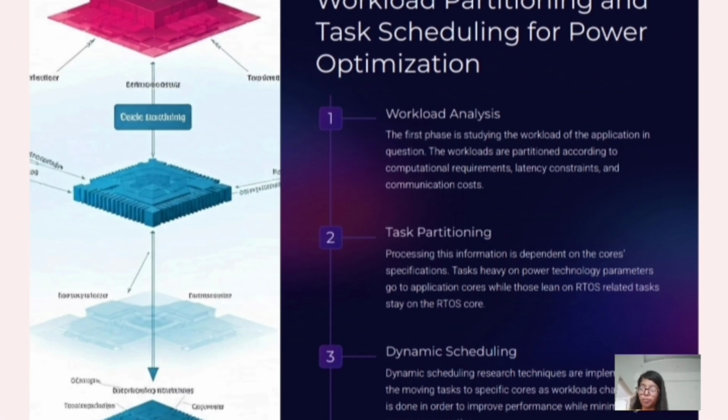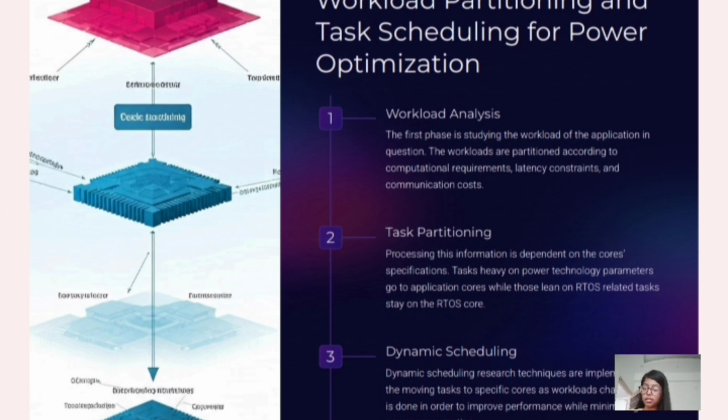So the next topic is workload partitioning and task scheduling for power optimization. How can we partition this? For power optimization, how can we divide the work? First one is workload analysis. This phase is studying the workload of the application in question. The workloads are partitioned according to computational requirements, latency constraints and communication cost.